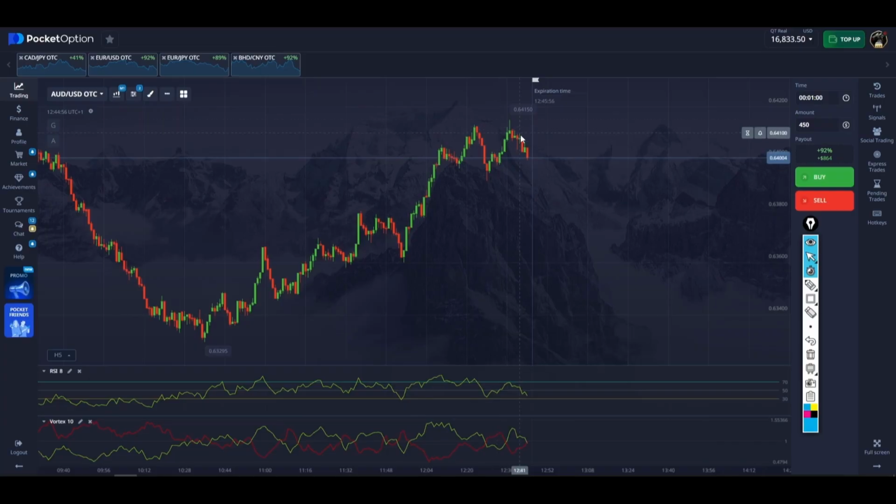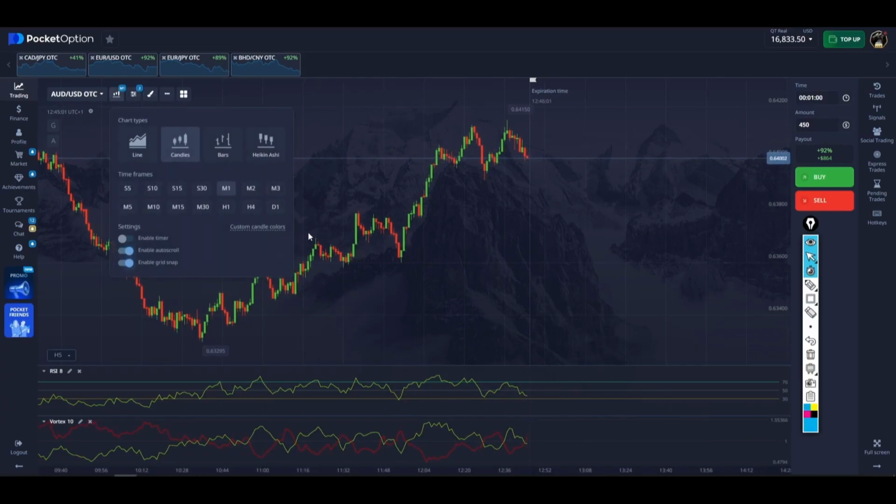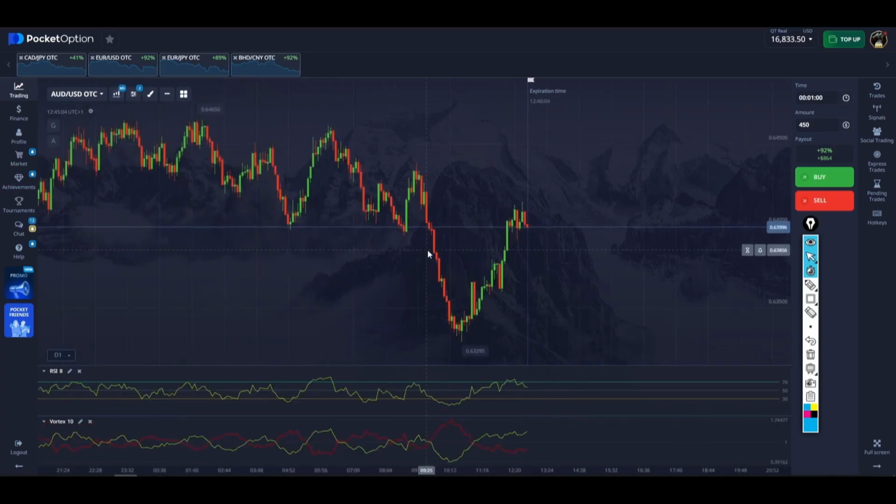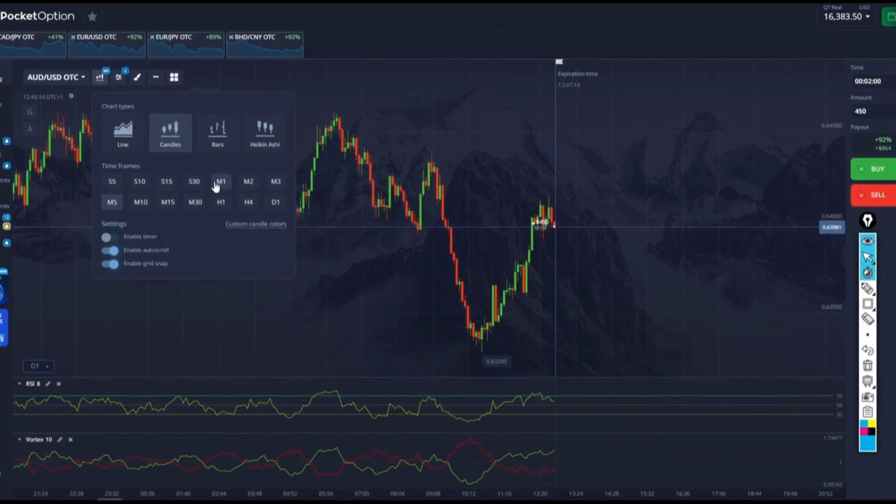Here's an interesting setup. The currency pair Australian dollar to US dollar. The trend is upward and there are clear horizontal levels. So overall, everything looks great. However, I'm opening a 2-minute trade for a sell position since there's still room for a downward correction.